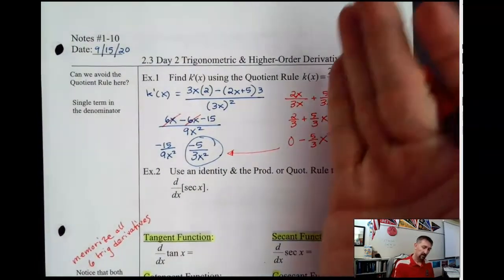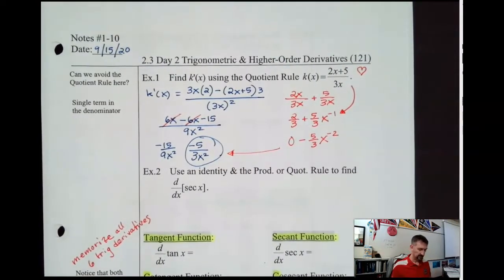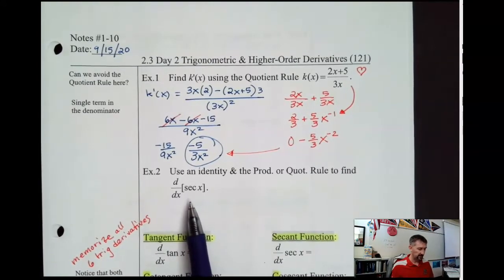Okay, so hopefully you realize that is preferable; either way, that's better. All right. Use an identity and then the product or quotient rule to find the derivative of secant.